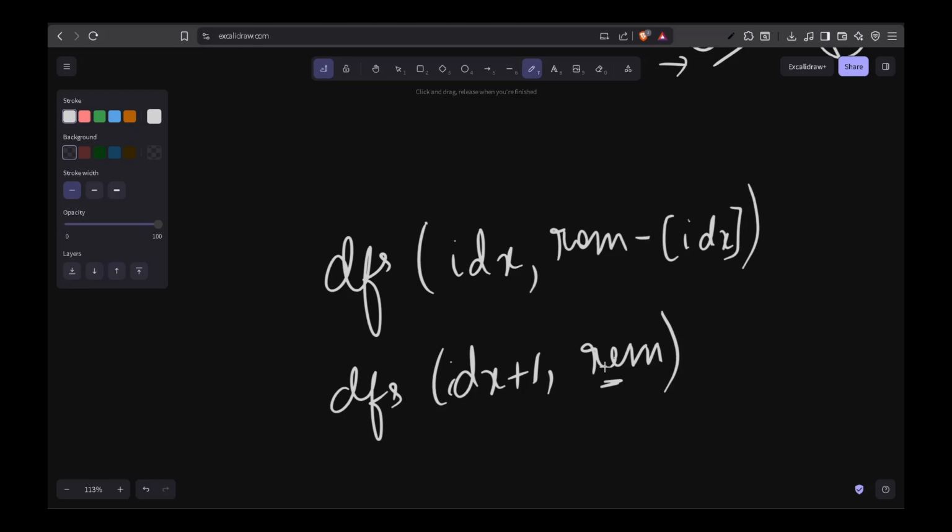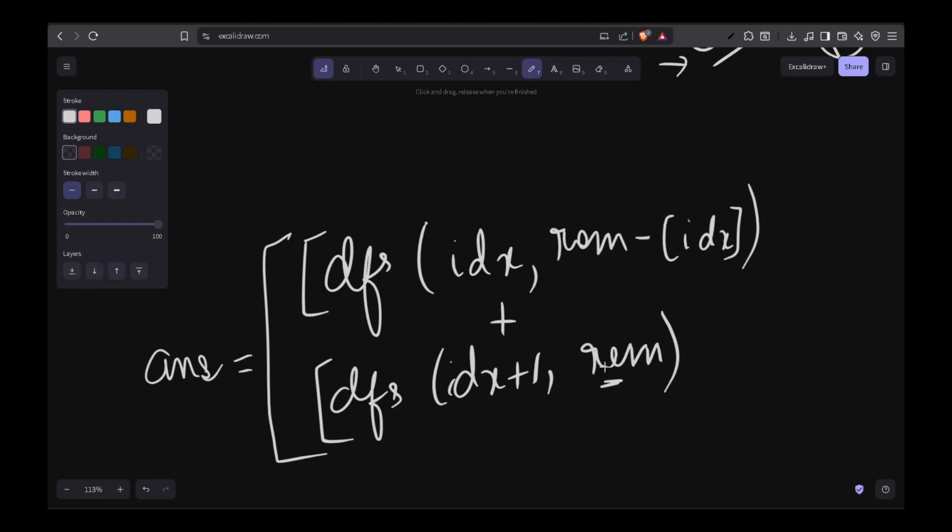Now what's the actual answer for it? The actual answer is the sum of both these ways, right? The number of ways we can make 5 by following this path, and the number of ways we can make 5 by following this path, the sum of that will be our answer, right? We'll have to add both the numbers, and that will be the total number of ways we can make 5. Okay, so let's code this out.